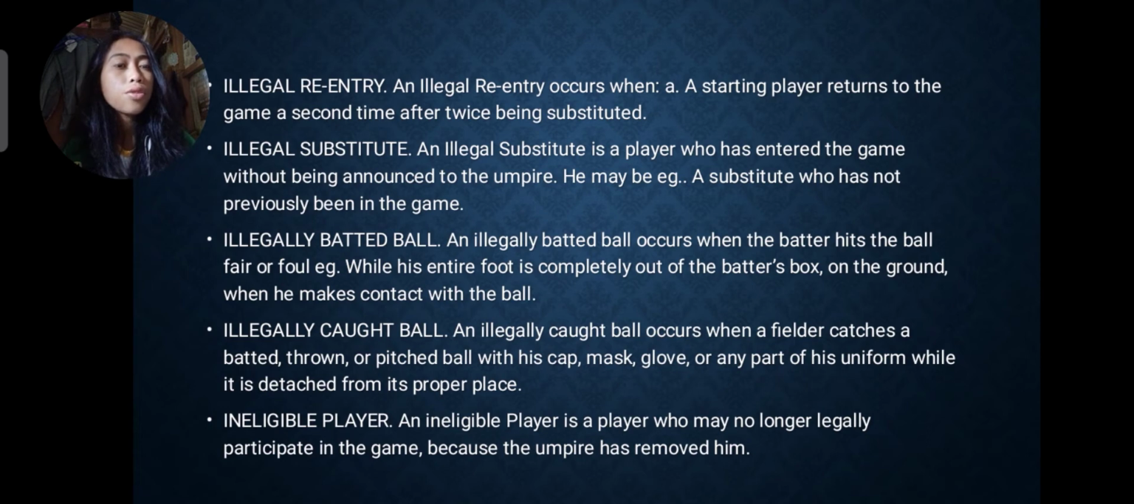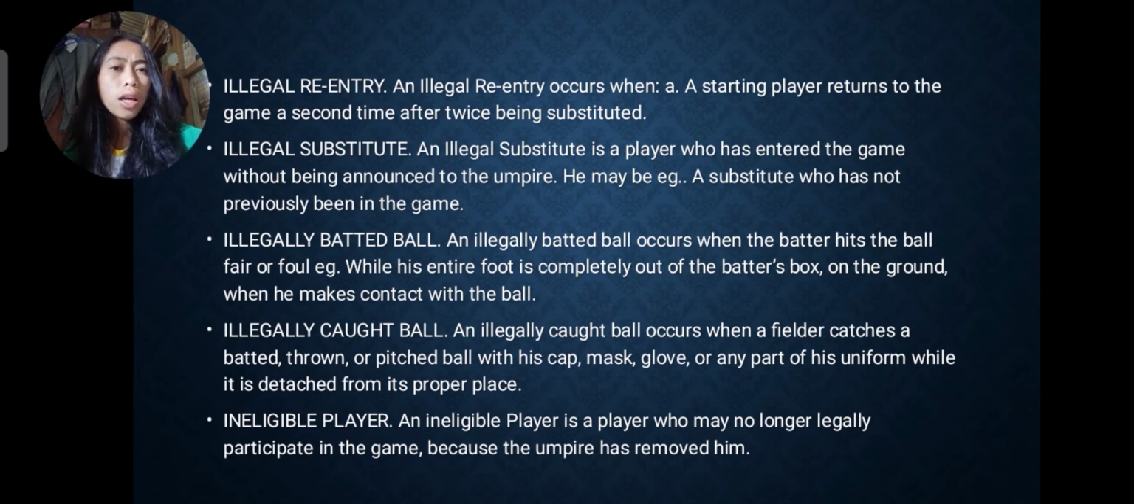Next is illegal re-enter. Illegal re-enter occurs when, example, a starting player returns to the game a second time after twice being substituted. Illegal substitute. An illegal substitute is a player who has entered the game without being announced to the umpire. He may be, example, a substitute who has not previously been in the game. So, alam na natin ang substitute is hindi siya kasali sa game tapos bigla lang papasok para mag-sub doon sa player na hindi makakaya or walang kakayahang gawin ang laro.